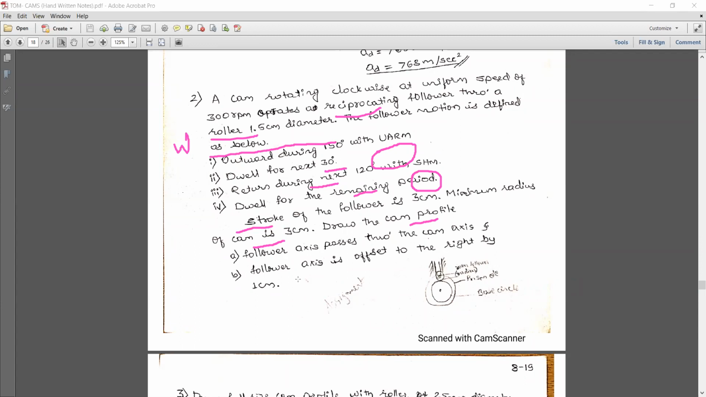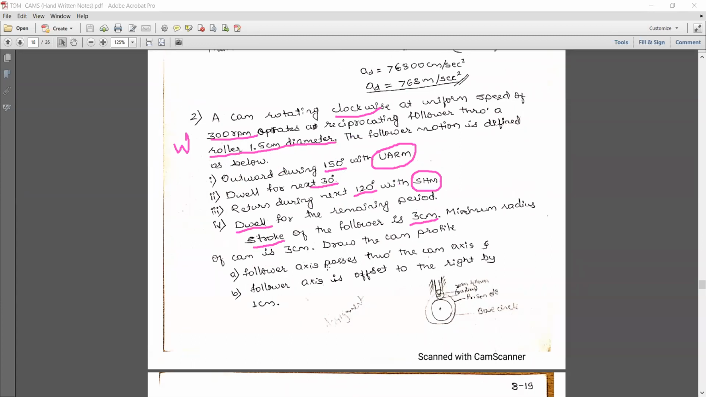The follower axis passes through the cam axis, and the follower axis is offset to the right by 1 centimeter. Here they have asked for both the things, passes through the cam axis and offset to the right by 1 centimeter, and this is your assignment. You have to do this after this problem. I'll do one more problem based on that. You have to do this assignment, problem number 2. Remember, problem number 2 is for assignment.